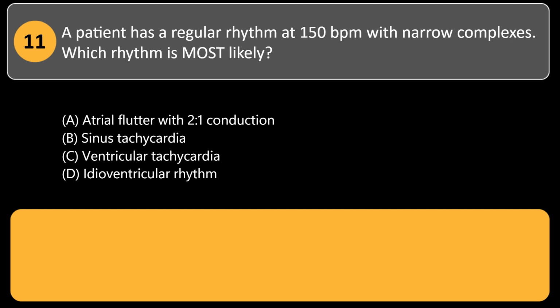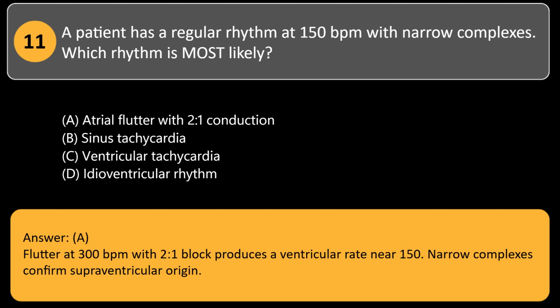A patient has a regular rhythm at 150 bpm with narrow complexes. Which rhythm is most likely? A. Atrial flutter with 2:1 conduction. B. Sinus tachycardia. C. Ventricular tachycardia. D. Idioventricular rhythm. Answer A. Flutter at 300 bpm with 2:1 block produces a ventricular rate near 150. Narrow complexes confirm supraventricular origin.